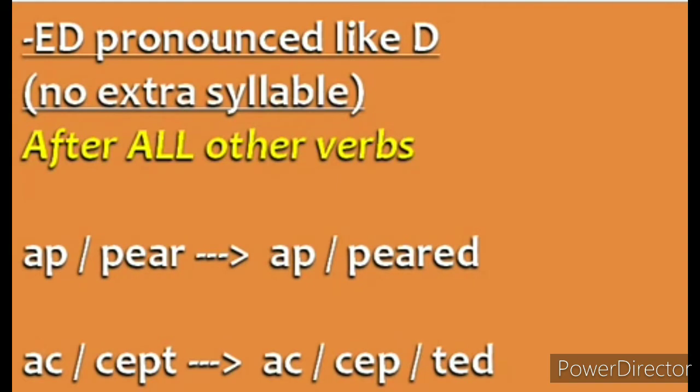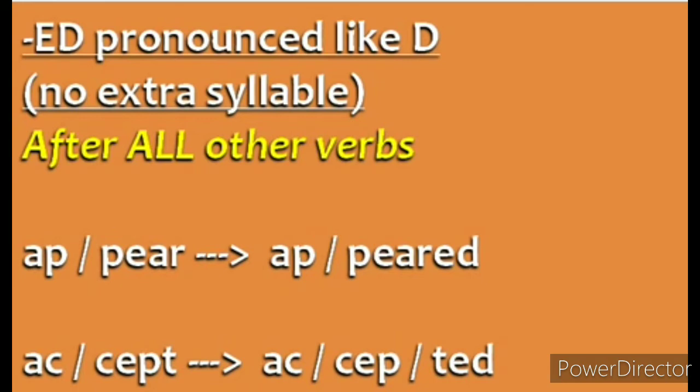The third pronunciation of ed is like d with no extra syllable. Ed is pronounced like d after all other verbs that don't fit in the first or second categories. Here's an example of the difference in pronunciation 2 and pronunciation 3. The past of appear is appeared. Appear has two syllables, and appeared also has two syllables. Don't pronounce it appeared with three.